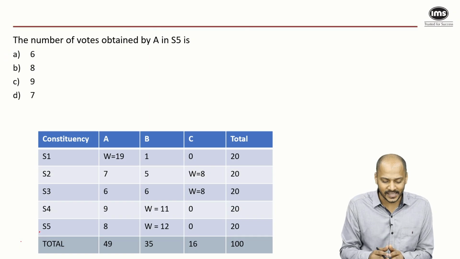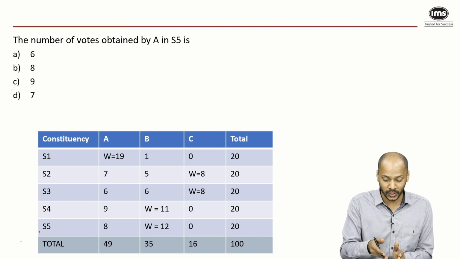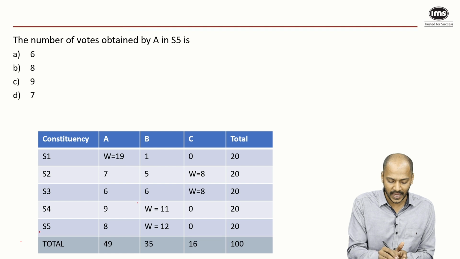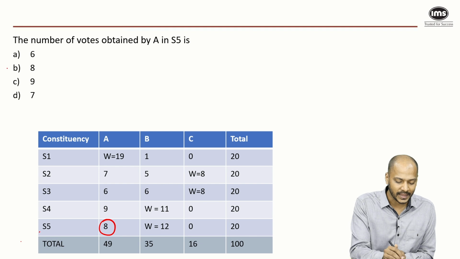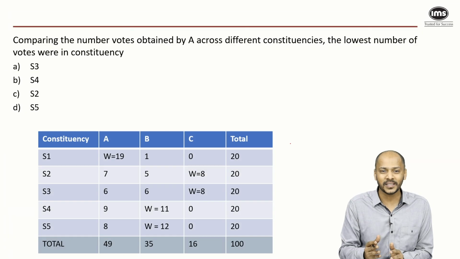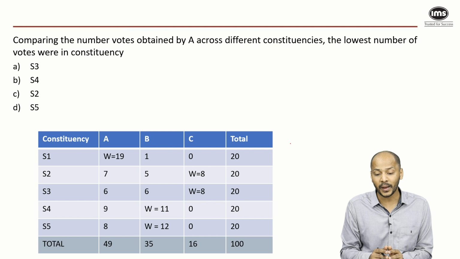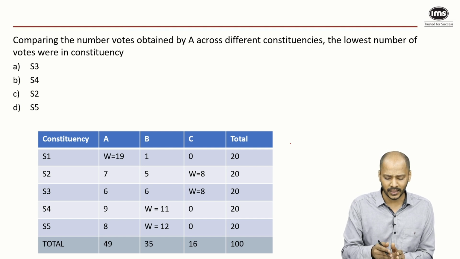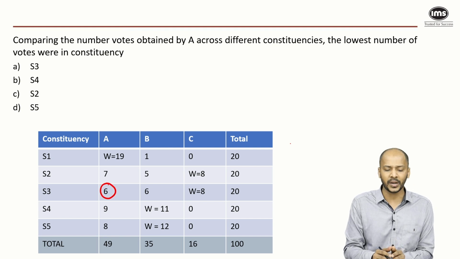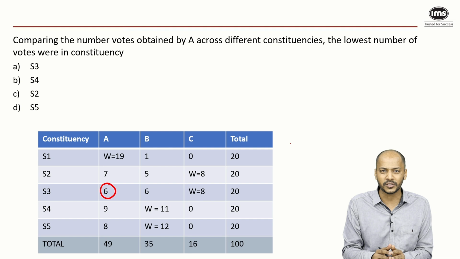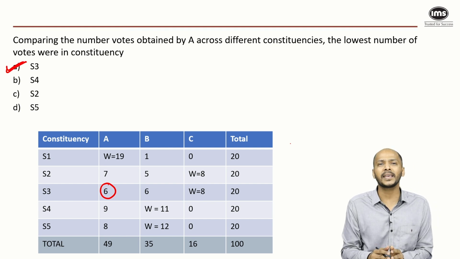Looking at the next question in this set, the number of votes obtained by A in S5 is, again, just looking through the data in the matrix, A in S5 has got 8 votes, and therefore the answer to this question is option B, that is 8. The third question in this set, comparing the number of votes obtained by A across different constituencies. The lowest number of votes were in which constituency? So we just had to compare these numbers in the column of A, and the lowest number is 6, which has happened in S3, and therefore the answer to this question is option A, that is S3.